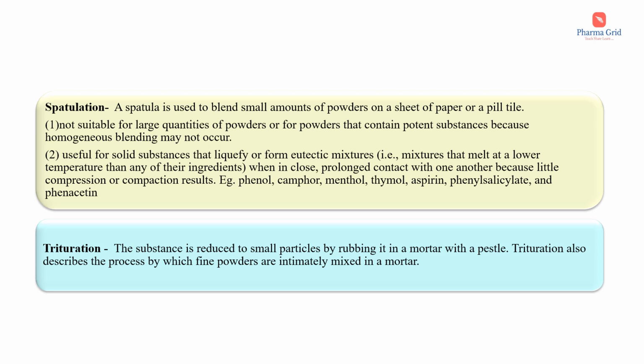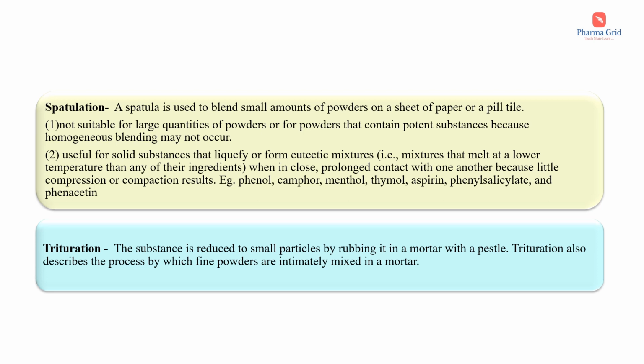So spatulation means a spatula is used to blend small amounts of powders on a sheet of paper or a pill tile. It is not suitable for large quantities of powders or for powders that contain potent substances because homogeneous blending may not occur. So where is this spatulation used? It is useful for solid substances that liquefy or form eutectic mixtures.